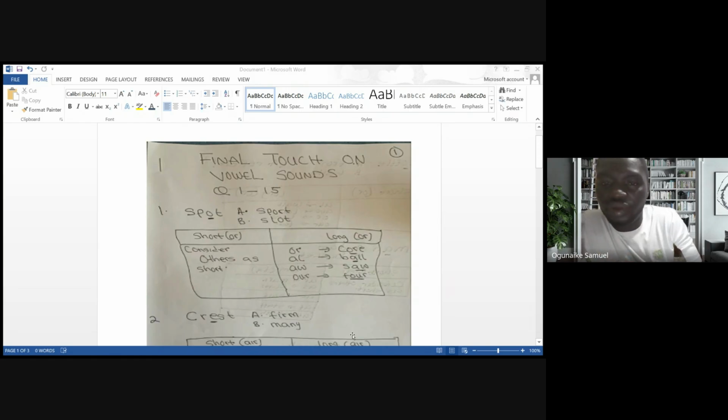OR will produce O like core. AL also could produce O like ball. AW could produce O like saw. OUR could produce O like four. You see, these letter combinations produce the long O.